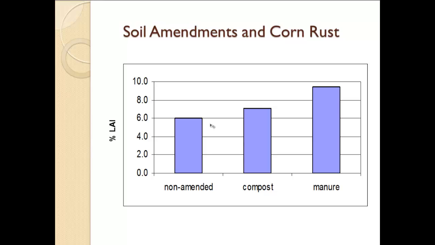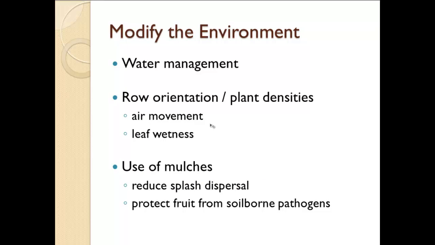So we have to be aware that it's going to be specific for each crop and each type of disease that we may be running into. There are things that we can do to modify the environment to make it less conducive for the development of the pathogen. So even if the pathogen is there and we have a susceptible host, maybe we can do things that make it less likely that the pathogen is going to be able to infect and cause a disease. One of the things that we need to pay attention to is the amount of water.